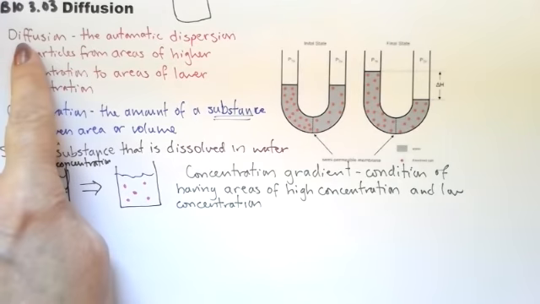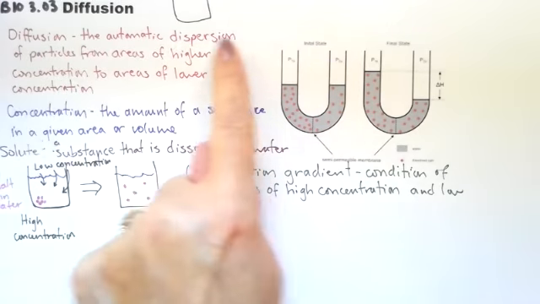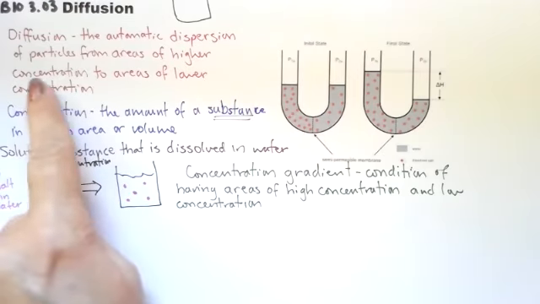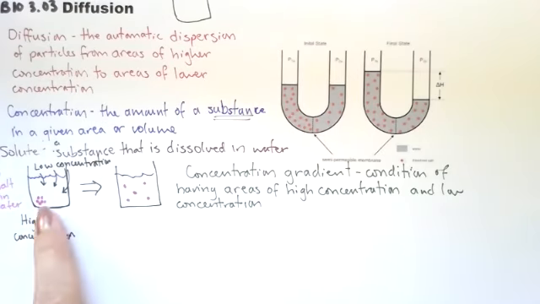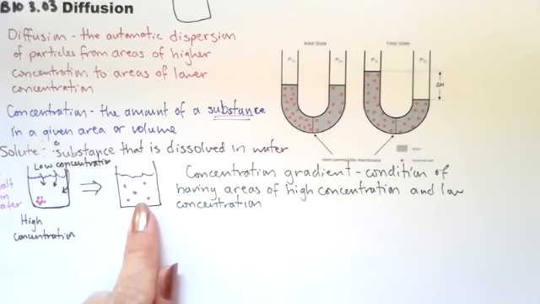So diffusion, the automatic dispersion of particles from areas of higher concentration to areas of lower concentration, like this, you have to have a concentration gradient. So if I started off with this, these molecules are of course in motion, but they're not really going to spread out at all. So diffusion happens naturally.